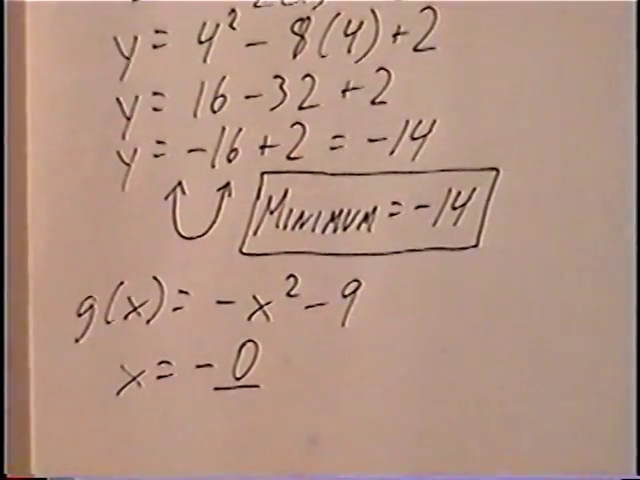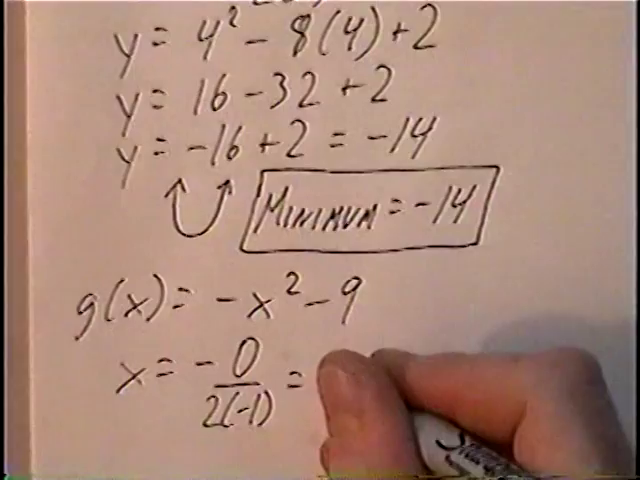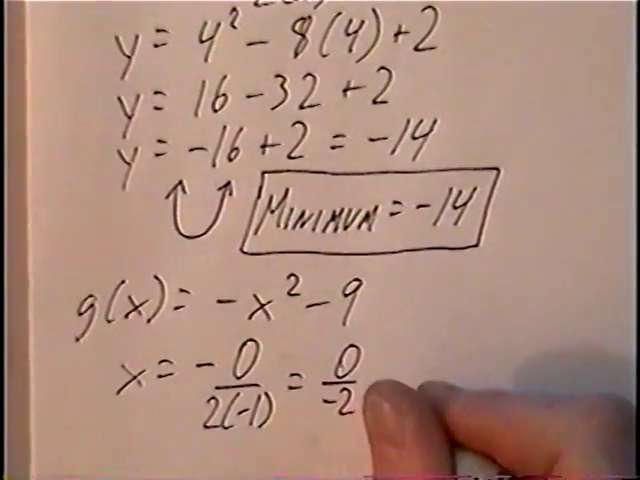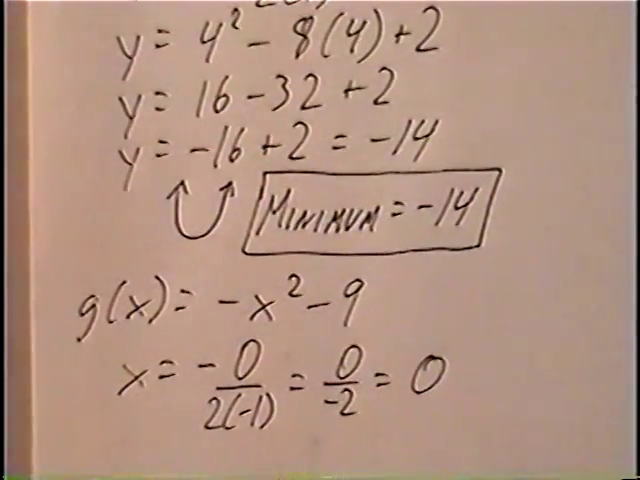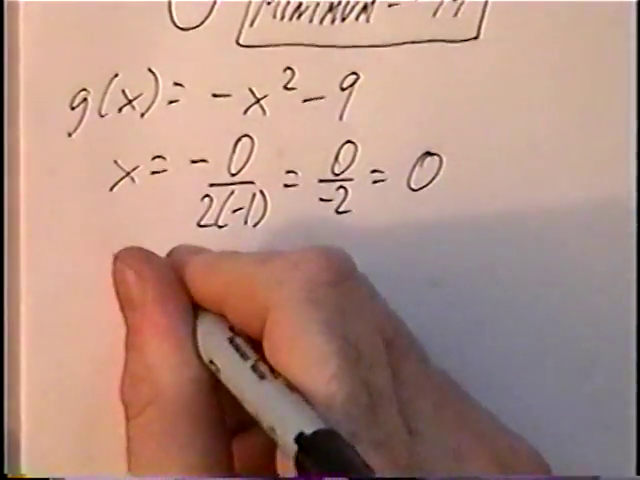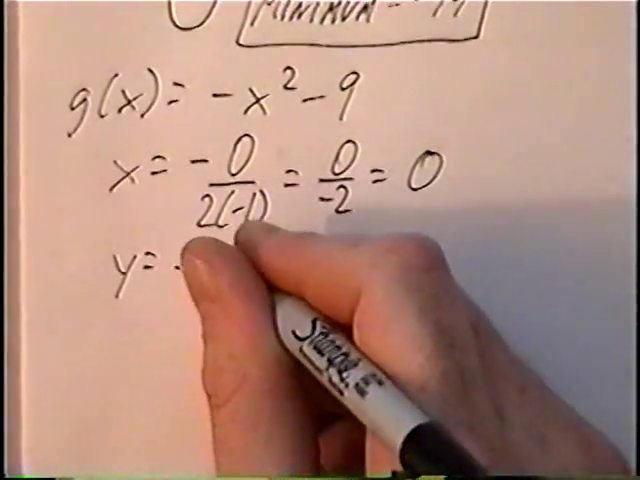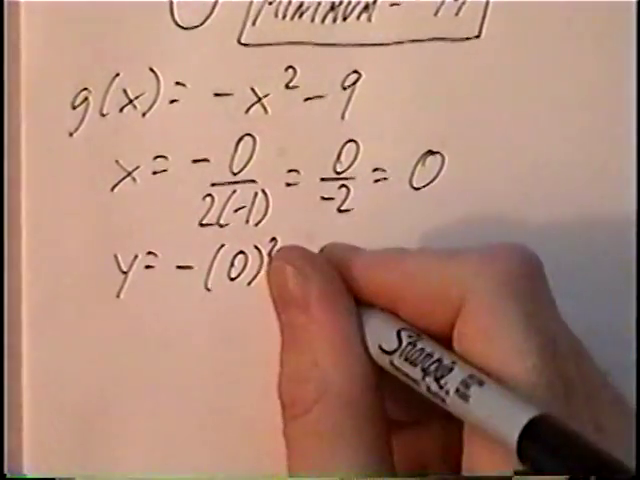Divided by 2a. A again is the number in front of x squared, which would be negative 1. So in this case we'll have 0 over negative 2, which would just be 0. To find the y value, we'll take the x value and plug it into the original equation. So we'll have negative 0 squared minus 9.